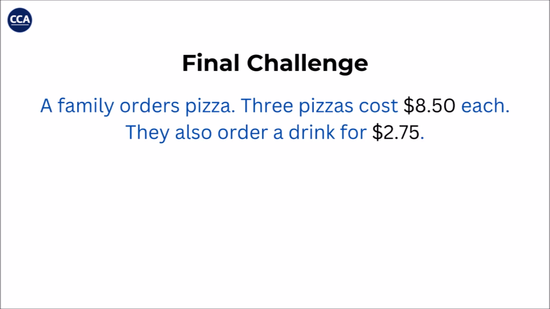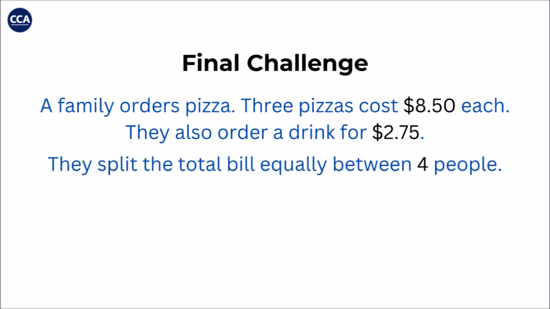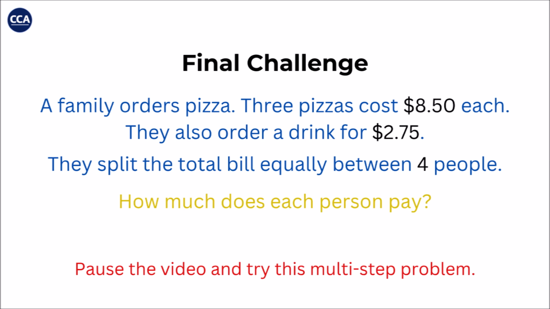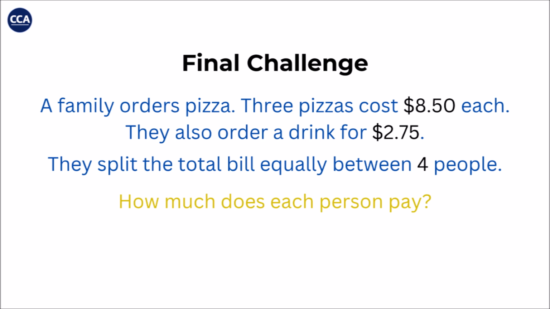A family orders pizza. 3 pizzas cost $8.50 each. They also order a drink for $2.75. They split the total bill equally between 4 people. Now, the question is, how much does each person pay? Pause the video and try this multi-step problem. Let's solve it, step by step.